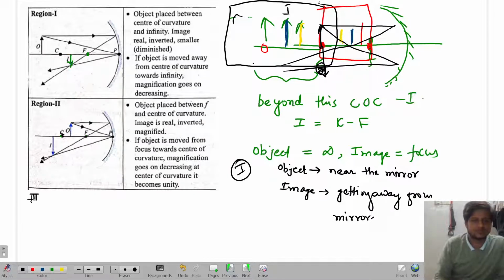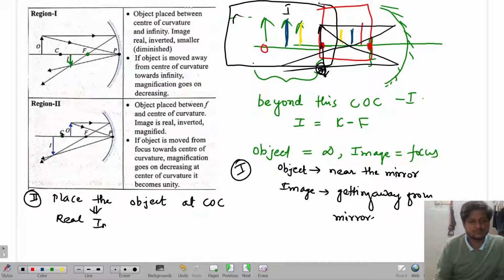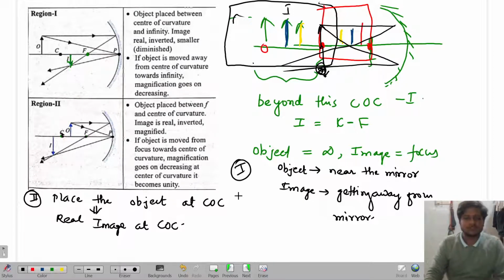So in reason 2, what happens? Place the object at COC. What is going to happen? A real image at COC I'm going to get. If I'm forming a real image at COC, that means for the center of curvature, the image is going to form at COC. Next thing, if I move it a little bit, if I deflect it from the center of curvature towards the focus, the image gets away from the mirror again. It is moving further away.